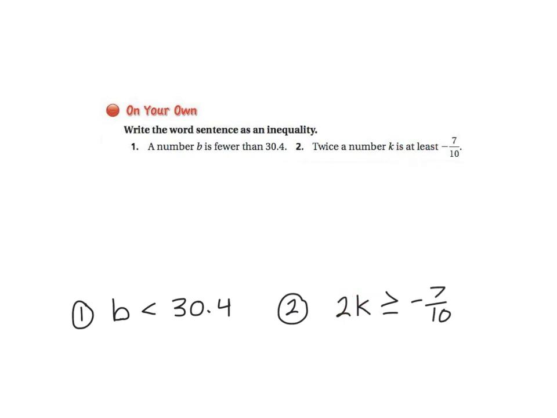Is at least. So remember, at least means it has to be greater than or equal to. At least means it must be that number or more. So 2 times k is greater than or equal to negative 7 over 10.